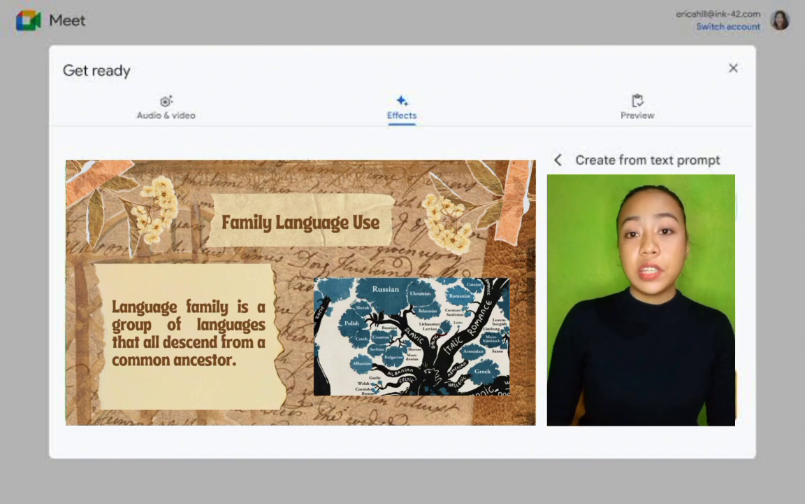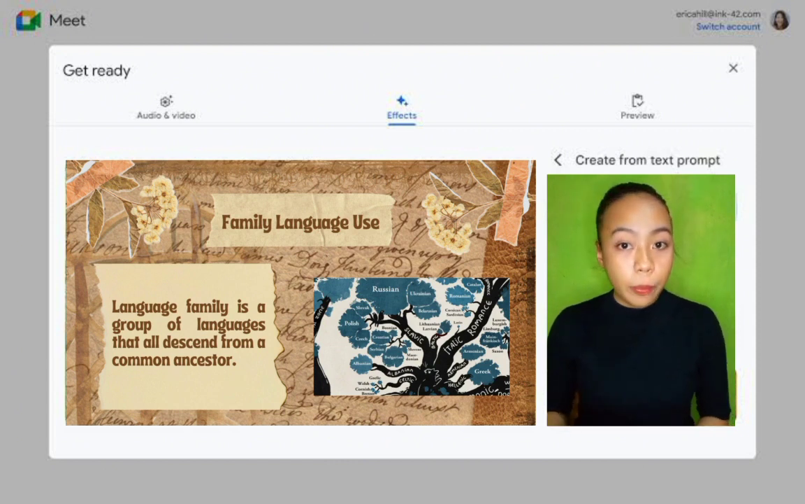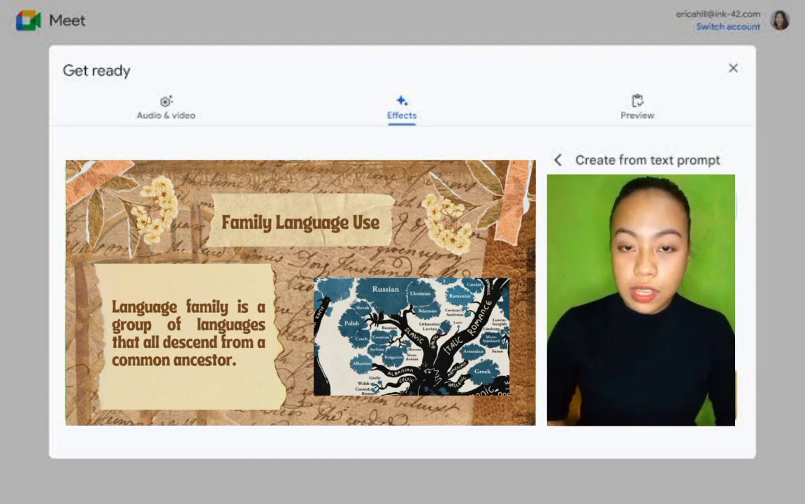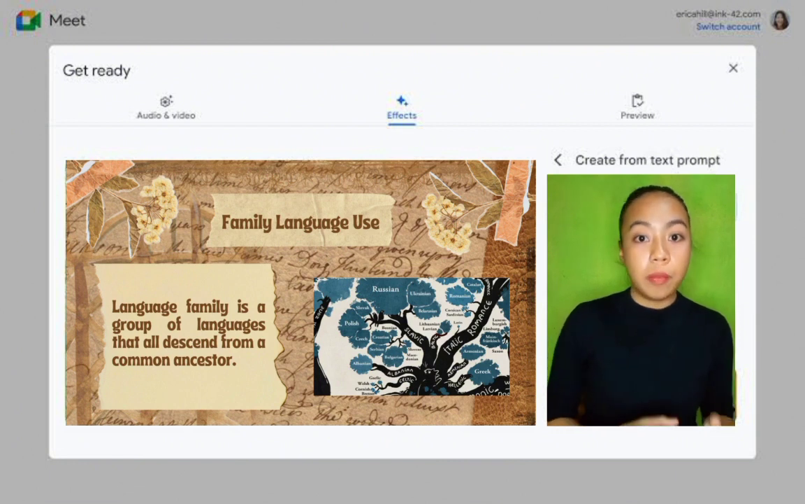Language family. A language family is a group of languages that all descend from a common ancestor. When we say language family, we mean that the languages have lexical and grammatical commonalities. This means a speaker of one language can understand a speaker of another without having studied the second language properly. Spanish, Portuguese, and French, for example, are members of the Romance language family that originate from Latin.